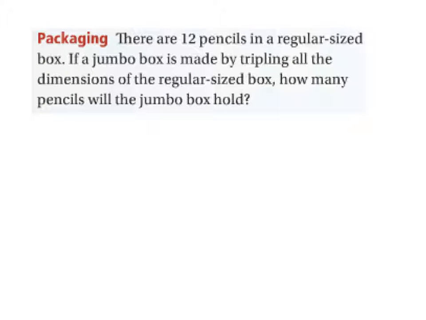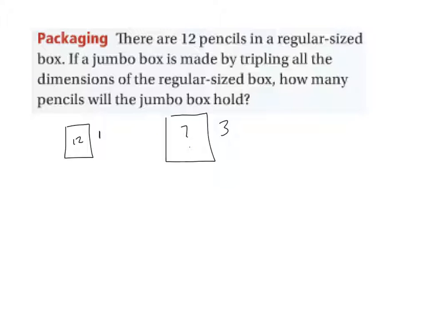So here's a word problem. It's not uncommon to see a lot of word problems with ratios. You have to be able to know what you're talking about and how to set up the problem. There are 12 pencils in a regular sized box. If a jumbo box is made by tripling, so it's always good to draw a picture. So this is a regular sized box and there's 12 pencils inside. And then the larger box is tripling each side. So you have to think about this, and they're asking how many can fit inside this box.